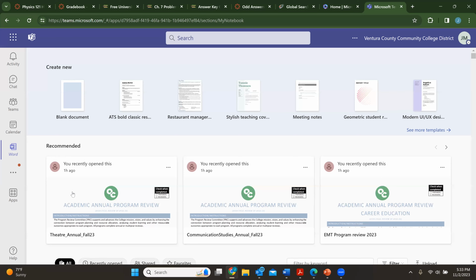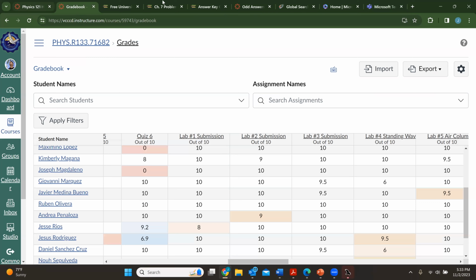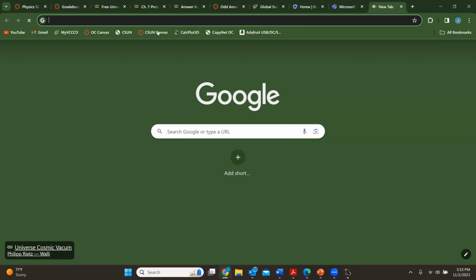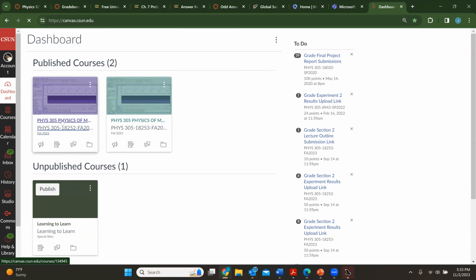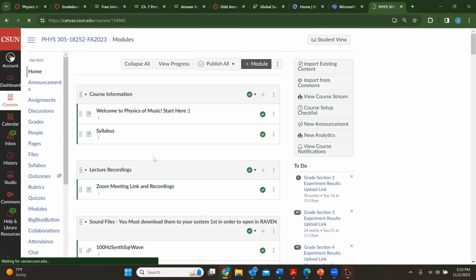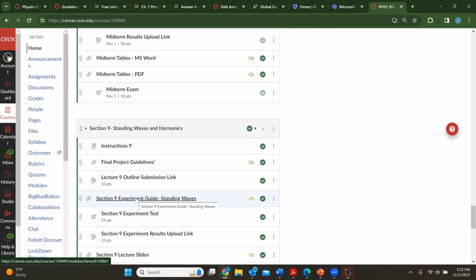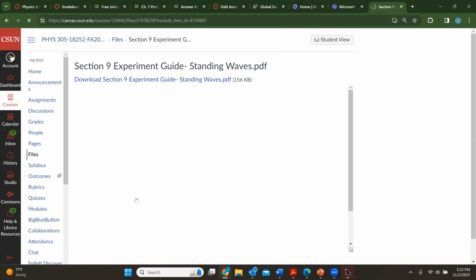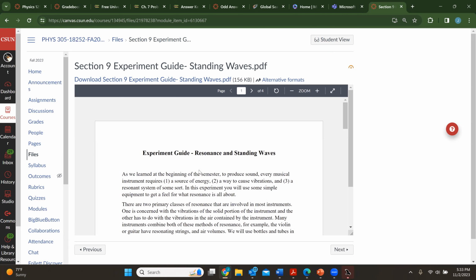Let me go back over just to our course page. Did I close that? I must have closed that. And just take a quick look at the guide just to see what we're looking at. And then we'll go through what you're going to be doing. Coming on down to section number 9. Section 9, experiment guide right here. And we have it opening. There it is.